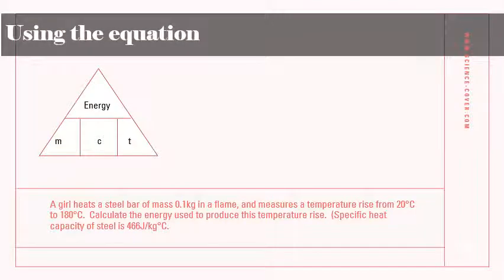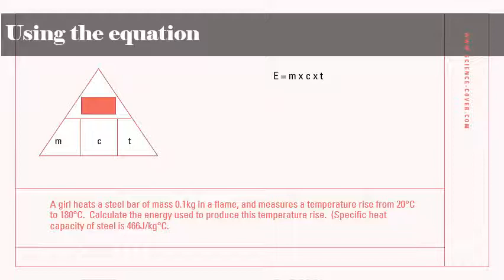Let's look at another example. A girl heats a steel bar of mass 0.1 kilograms in a flame and measures the temperature rise from 20 degrees Celsius to 180 degrees Celsius. Calculate the energy used to produce this temperature rise when the specific heat capacity of steel is 466 joules per kilogram degrees Celsius. So again, set up the equation first of all by covering up the energy in the triangle, and it tells us it's the mass times the specific heat capacity times the temperature change.